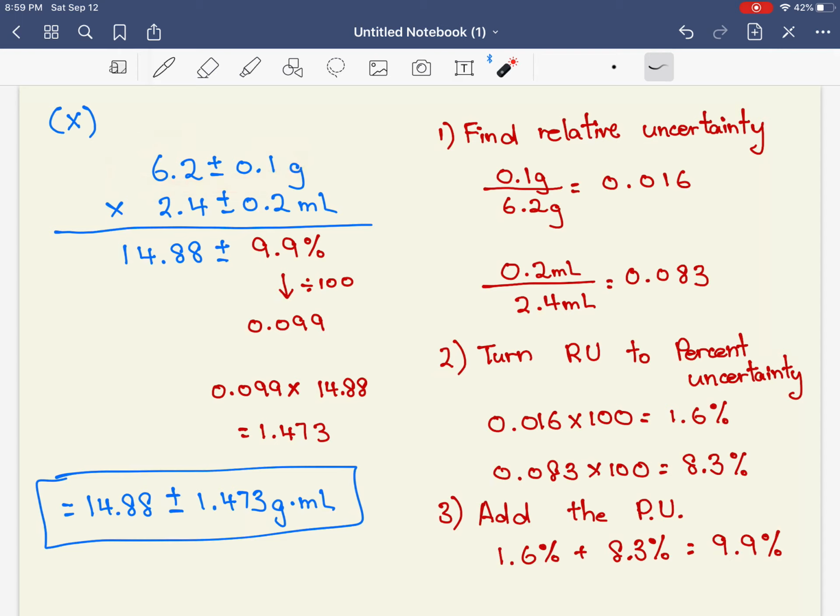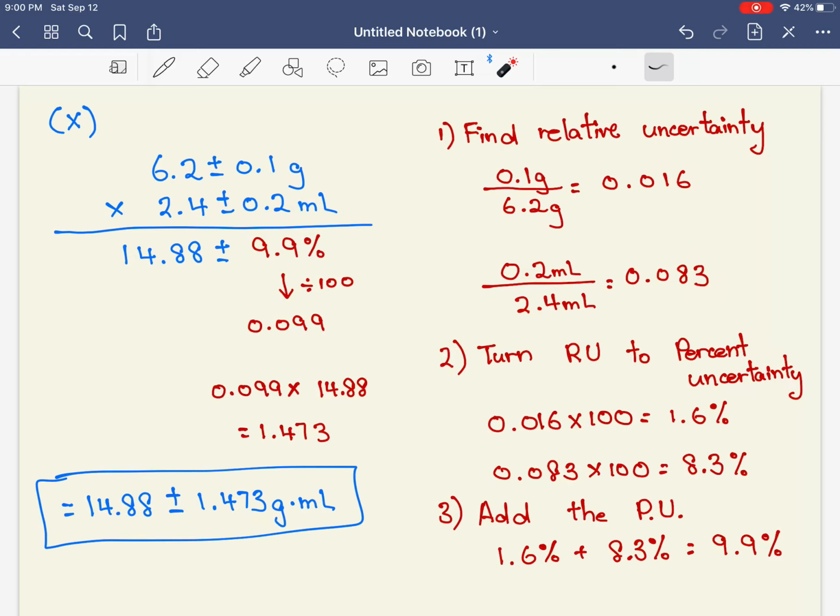You have to find the relative uncertainty for this value and the relative uncertainty for that value. Once you find them, you can add these two numbers together and get to this right away. You don't really have to turn these into percent uncertainty and then add them. That is just an extra step that I put in. Once you have the sum of relative uncertainty, you can multiply that by the answer to get your uncertainty value.